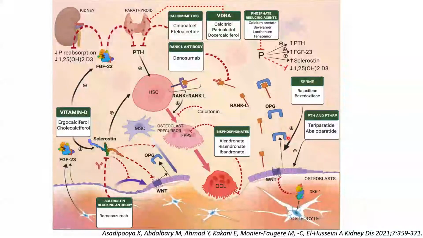The serum can stimulate what's called OPG, and OPG is osteoprotegerin. It is an inhibitor of RANKL, so it can inhibit bone resorption. On the other side, we have PTH and the PTH-related peptide, which are teriparatide and abaloparatide. They can stimulate bone formation. And we have the sclerostin blocking antibody, which is romosozumab. Sclerostin is a negative inhibitor of the Wnt pathway. The Wnt pathway causes bone formation. So if we block the sclerostin, we are increasing bone formation.